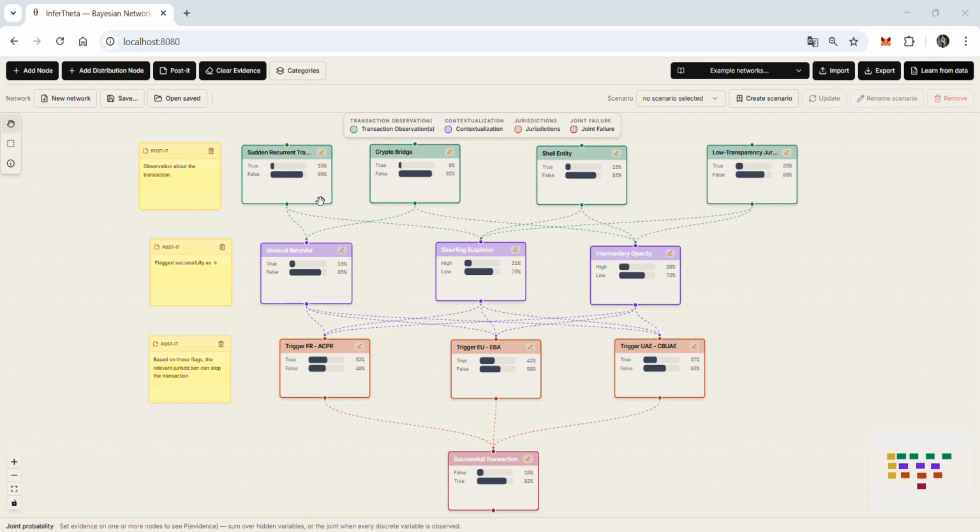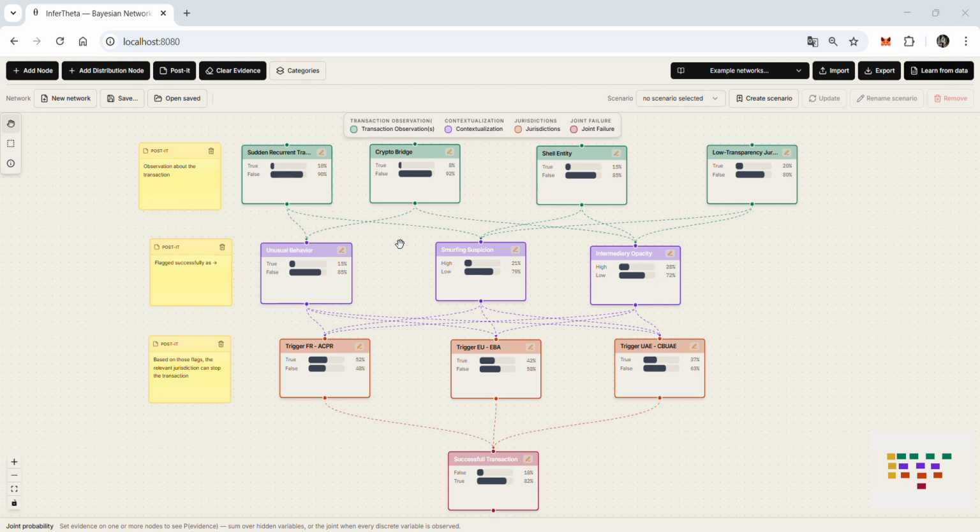The first layer contains potential observations about the transaction. The second layer combines and contextualizes those different pieces of data to tell you what is the most suspicious about the transaction. And the third one gives you the probabilities of a jurisdiction investigating and actually taking action to stop the transaction. And finally, the fourth one gives you the probability of the transaction being blocked by one of those.